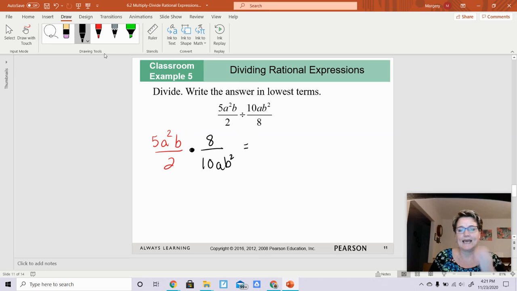Now, in this case, I'm going to get rid of stuff. Let me use the gray marker. 2 goes into 2 once. 2 goes into 8 4 times. 5 goes into 5 once. 5 goes into 10 twice.